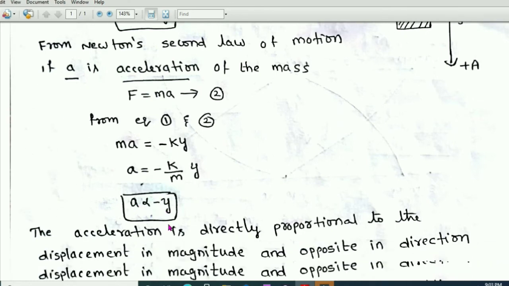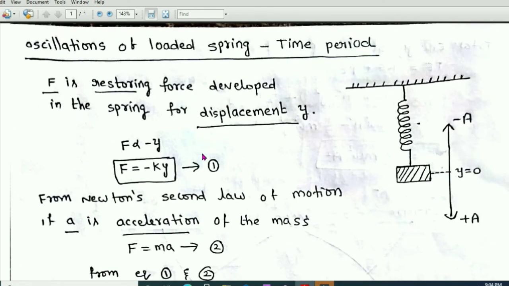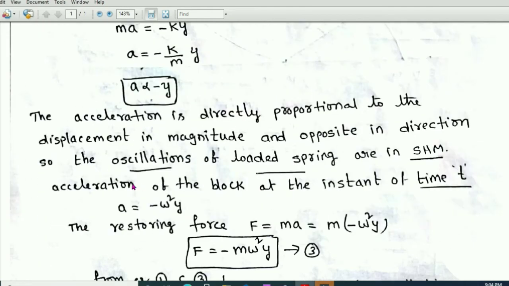That means A is acceleration and Y is displacement. The acceleration is directly proportional to the displacement in magnitude but opposite in direction. So actually this is the definition of simple harmonic motion. So from this, A proportional to minus Y, we can show that the oscillations of a loaded spring execute simple harmonic motion.